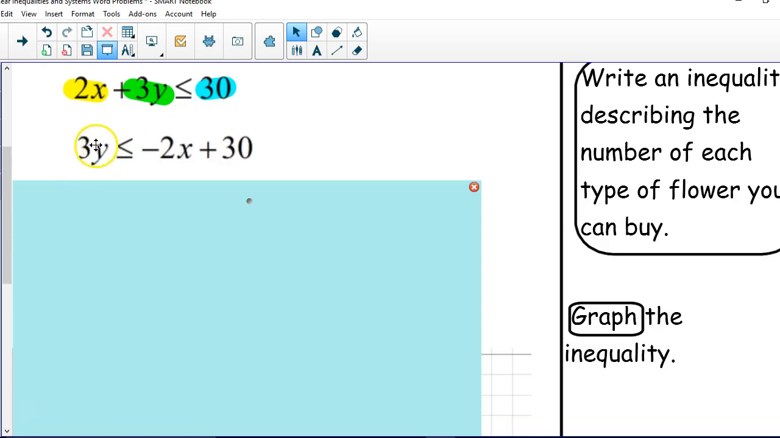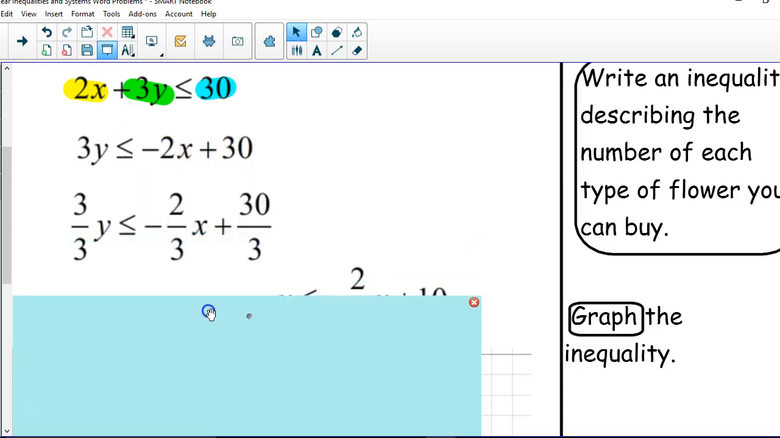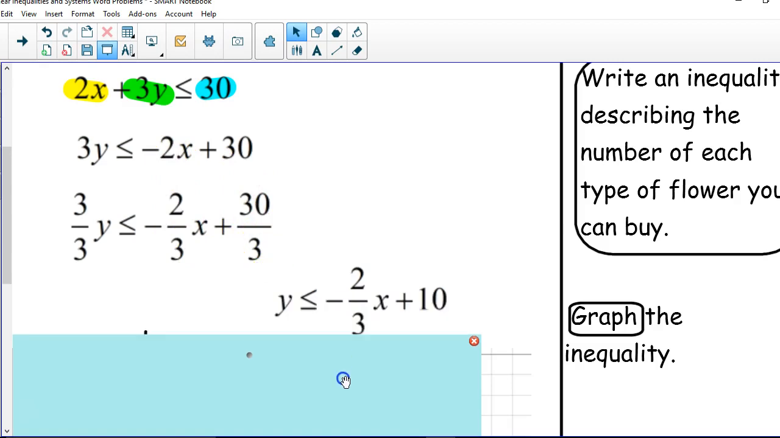y is still not by itself here. It's got the 3 with it. So I need to divide by 3, and I have to do it to the whole thing. You can see here, I divided by 3. On this side, that will cancel it out to make y by itself. On the other side, I take 2 and divide it by 3, and I take 30 and divide it by 3. 3 divided by 3 cancels, and I have y. Negative 2/3 stays negative 2/3 x. 30 divided by 3 is 10. So in slope-intercept form, I have y ≤ -2/3 x + 10.